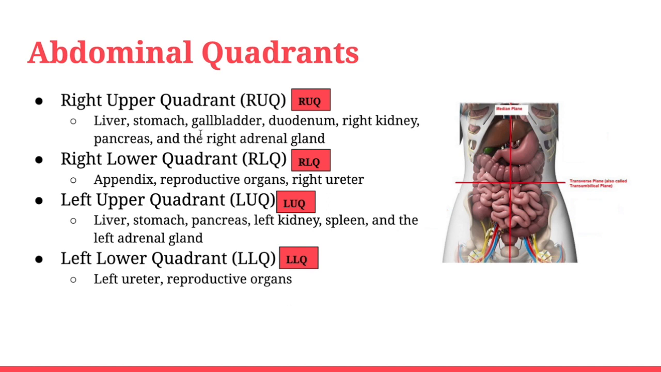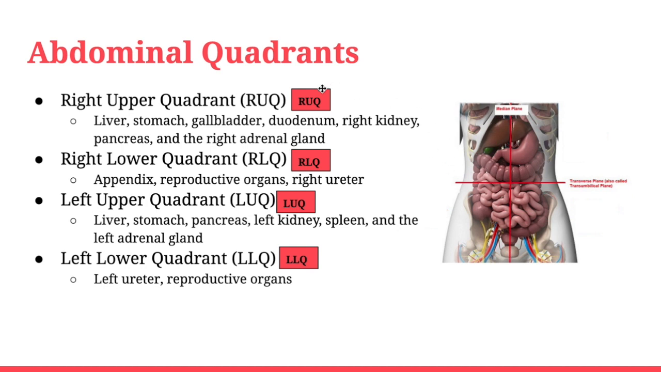The stomach, part of the stomach again. Okay, the gallbladder, which we have right there, the duodenum, which is part of the small intestine, the right kidney, which would be back here behind everything, behind the liver, part of the pancreas, which is behind the stomach, and the right adrenal gland, which sits on top of the right kidney. So the right upper quadrant would be right here.